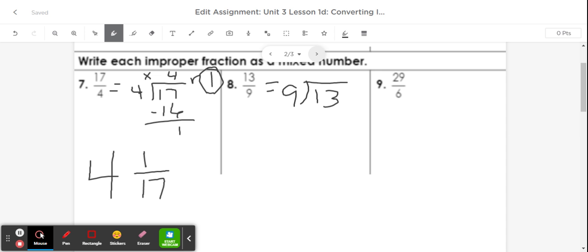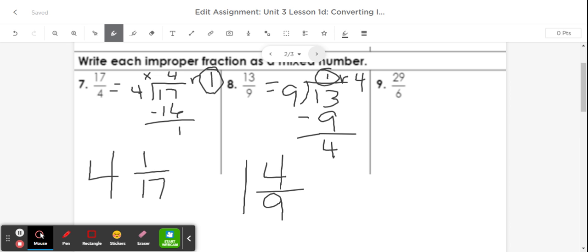Let's try it again. 13 divided by 9. Well, I know that 9 can only go into 13 one time. That's going to give me a remainder of 4. The 1 is the whole number, because that's how many whole pieces, whole pies we have. 4 is the remainder, it goes on the top. 9 stays the same.